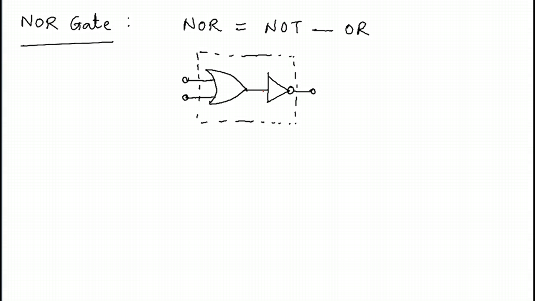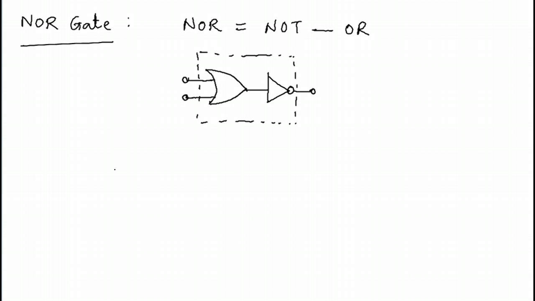And to draw the truth table of a NOR gate is a very simple matter, because we know what is the truth table of an OR gate. So whenever you expect a 1 over here, that is, whenever you expect the output of the OR gate to be 1, the NOT gate is simply going to convert it into a 0. And likewise, whenever the output of the OR gate is going to be 0, the NOT gate converts it into a 1. So let's try to draw the truth table of this particular NOR gate.